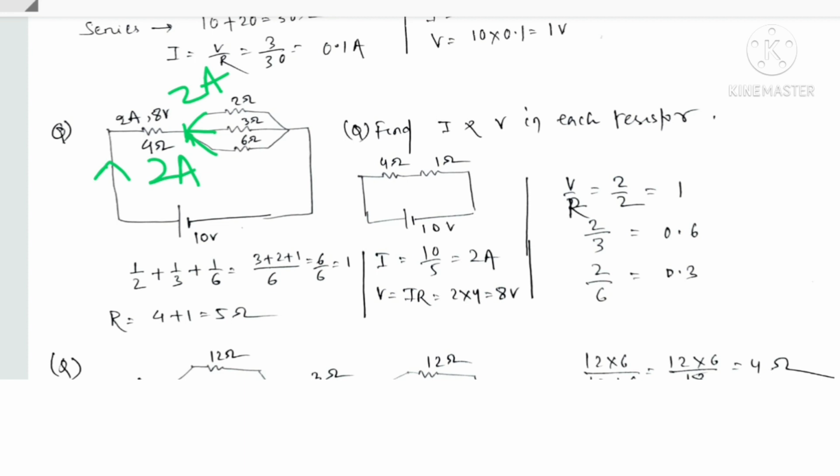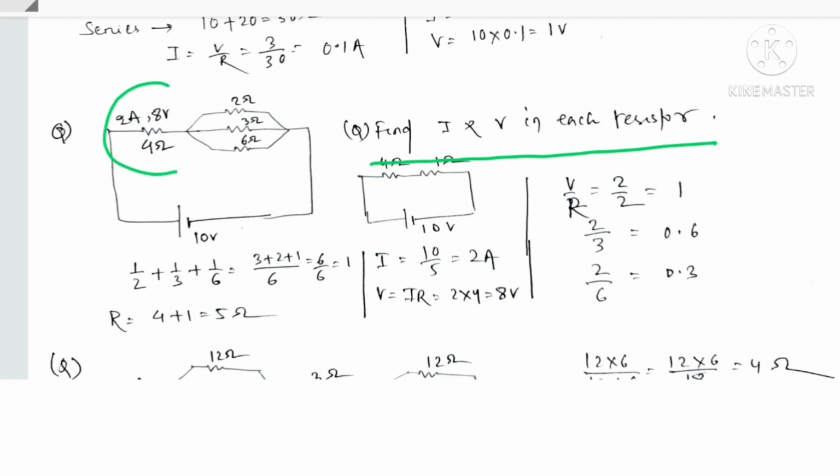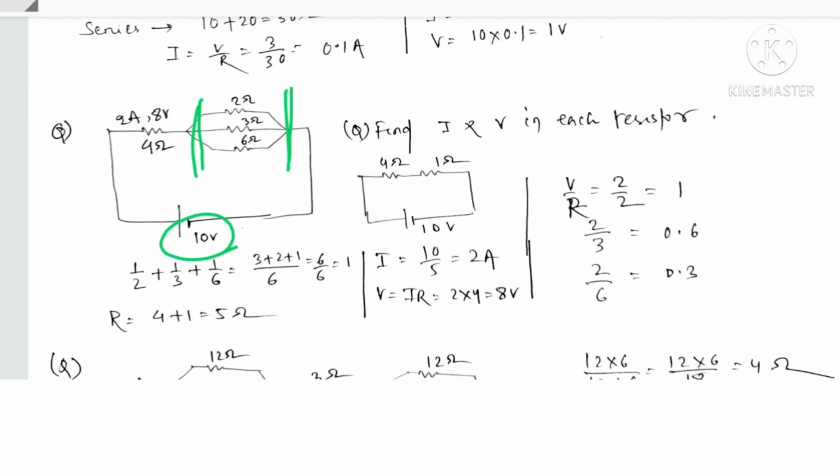Okay, so across this 4 ohm resistor, we know the current 2 ampere, we know the resistance 4 ohm. Can you tell me what will be the potential? IR, that is 4 into 2, 8 volt. Okay, so the question asked that find I and V across each resistor. So across this resistor, current and potential is found. Now come to this combination. For this combination, you see out of the 10 volt, 8 volt is for this, so remaining 2 volt. 2 volt for this combination.